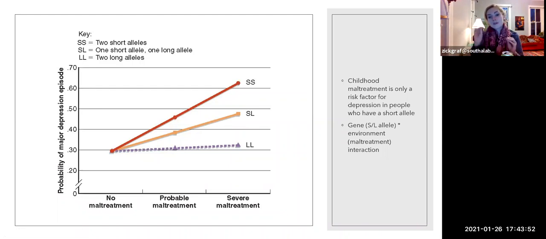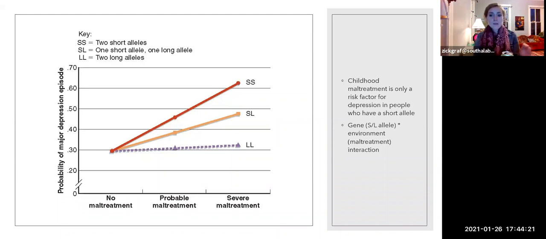For people with two copies of the short allele, there's a strong relationship between the likelihood of developing depression and whether they were maltreated as a child. And people with two copies of the short allele are more likely than anyone else to develop depression in the presence of child abuse. For them, the risk is doubled. For people with one copy of the short allele and one copy of the long allele, there's actually a 50% increase in risk.